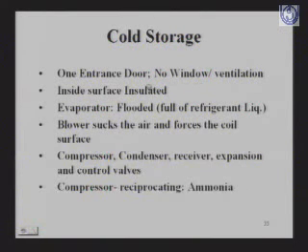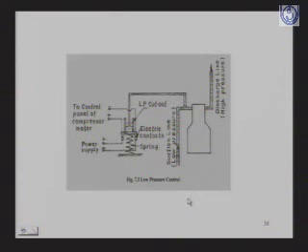Now the important components, as I mentioned, is the door. The evaporator is normally flooded type, then the blower is there, then the compressor, which is normally reciprocating type. Ammonia type compressor is used. Now there are different types of controls to control the things.